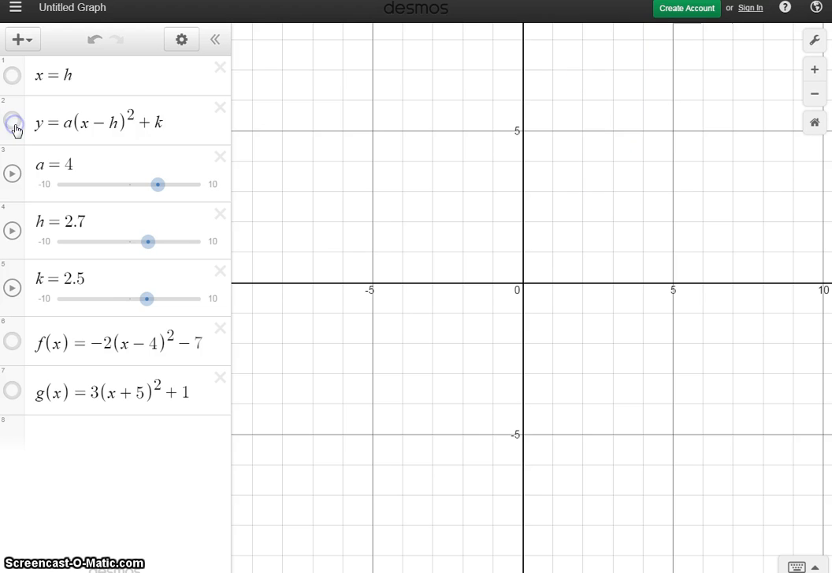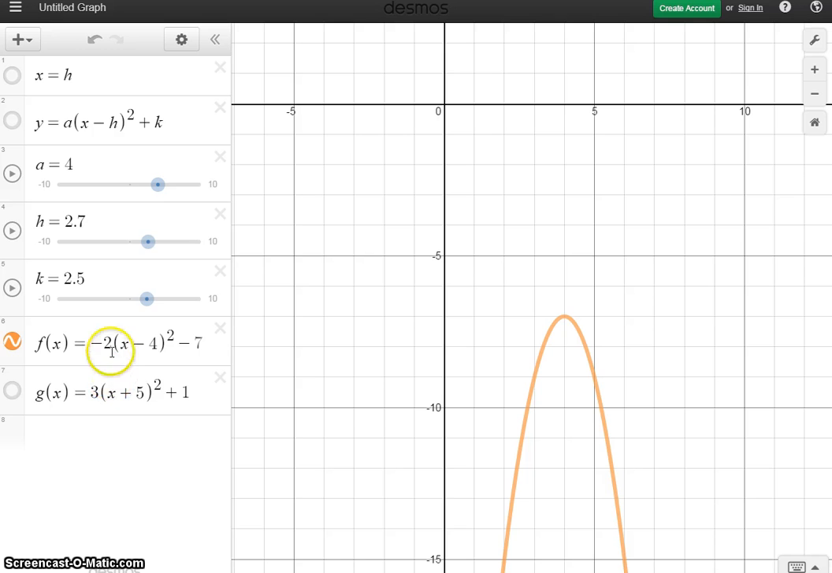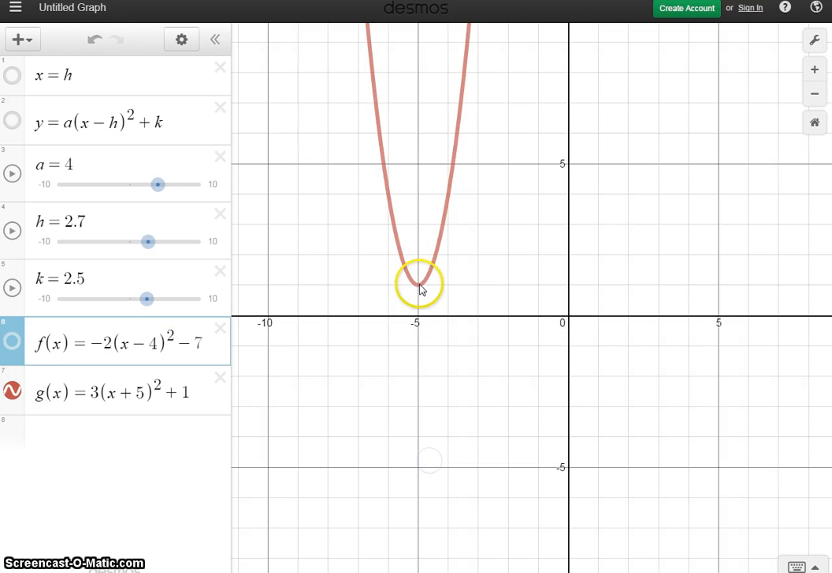So let's take a look at a few examples here. You've got the equation f(x) equals negative 2(x minus 4) all squared minus 7. You can see the a value is negative 2, so we open down, and the vertex is at (4, negative 7). Again, h is equal to 4, k is equal to negative 7. To see another example, we can look at 3(x plus 5) all squared plus 1. The vertex here is at (negative 5, 1). Again, the k value is 1, the h value is negative 5.